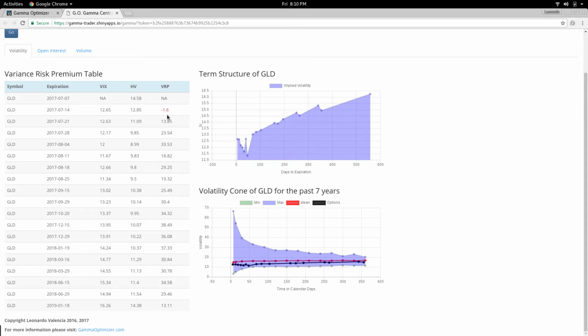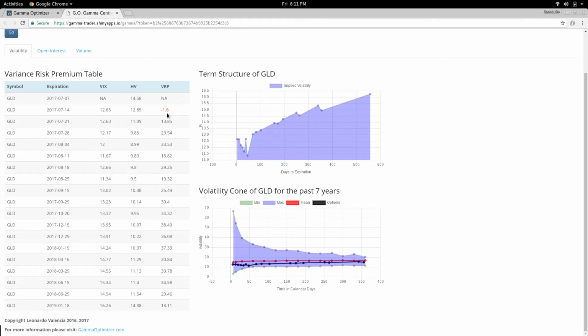That number is the percentage difference, the relative difference between the two. It's not the subtraction, but just how in percentage terms the implied volatility is higher than the historical volatility. In this case, it's not higher. In this case, it's smaller. So you can see that there is a negative variance risk premium.